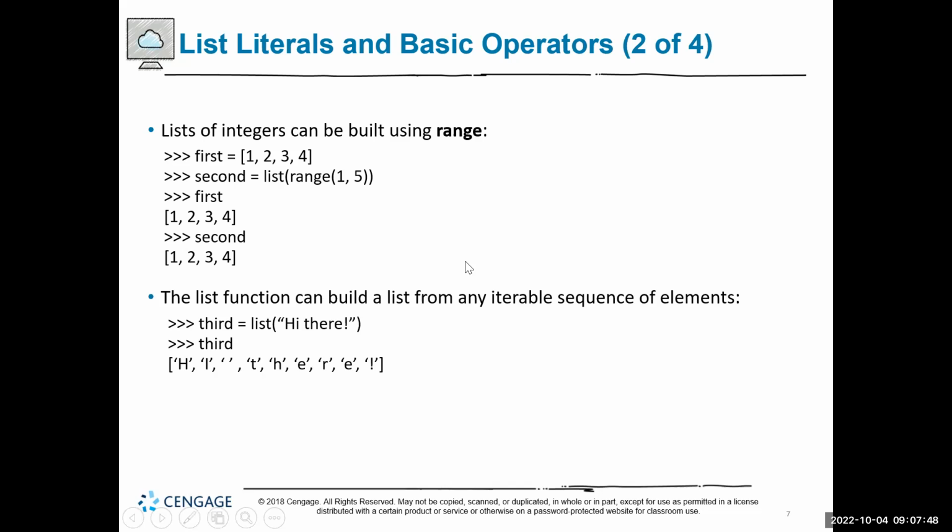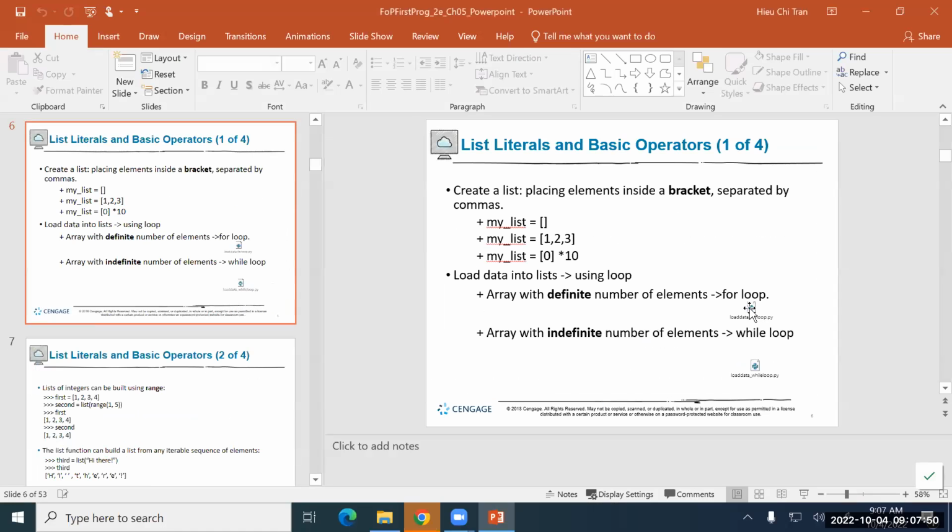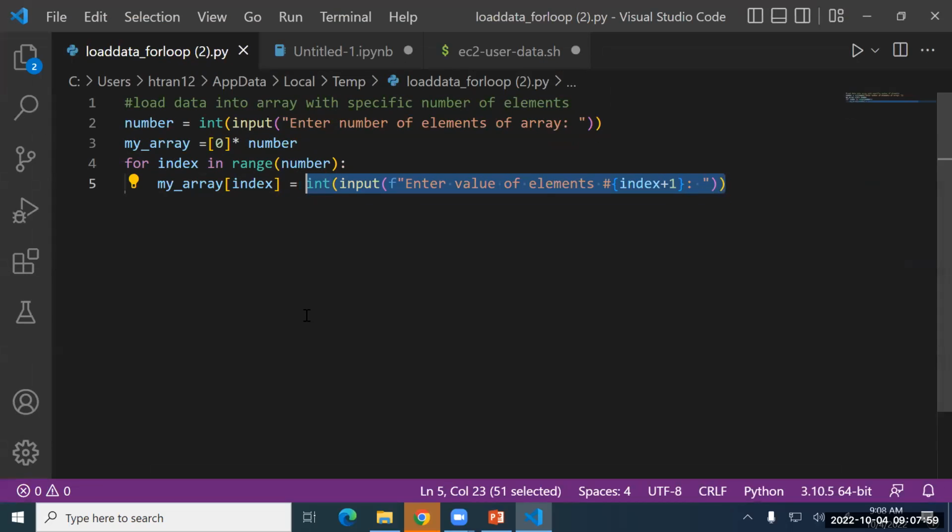Right? So in the case of the for loop, you know for sure how many iterations you want to run. You know for sure how many iterations you want to run in the loop here. So think about this one here.